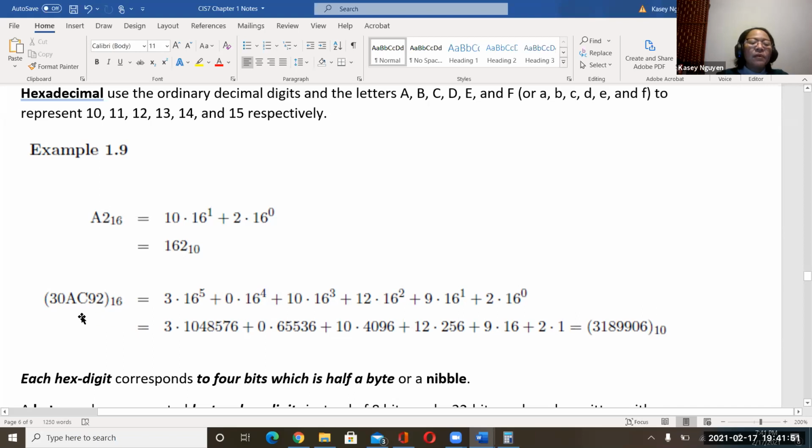Here's another example using the multiplication method for conversion from hexadecimal to decimal. As you see, there are 6 digits in this hex value. So we start from 0 and increment our exponent by 1 as we move to the next digit on the left, multiplying by 16 to the power of 1, and so on.